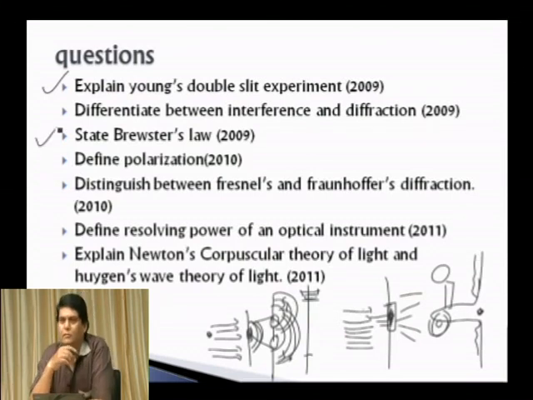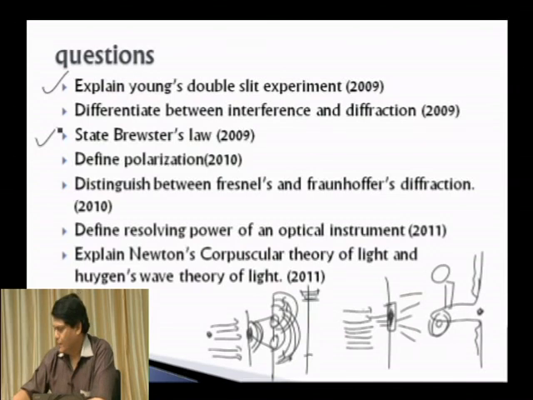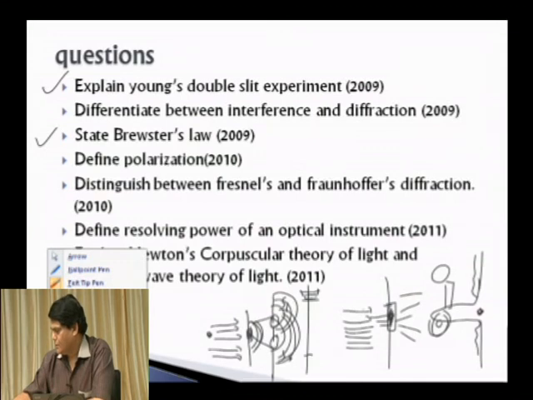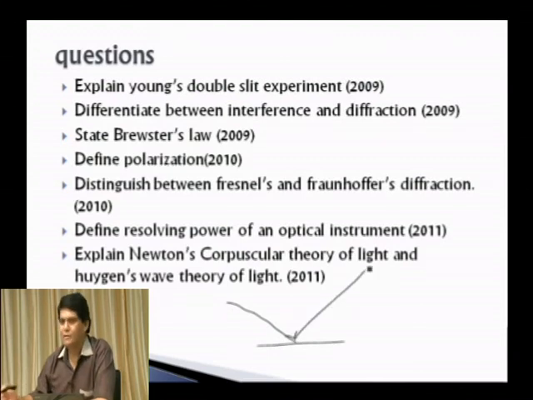Now, state Brewster's angle. This is Brewster's law, and as I told you, this is a very simple law. If the incident ray falls at a certain angle on, say, a glass, there are two possibilities: reflection takes place, and refraction takes place.